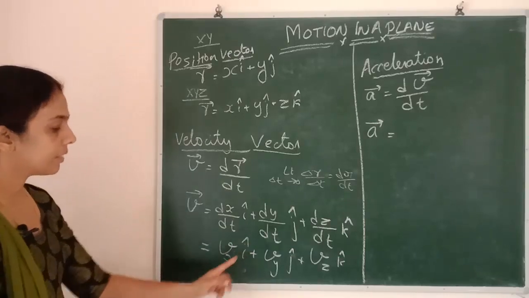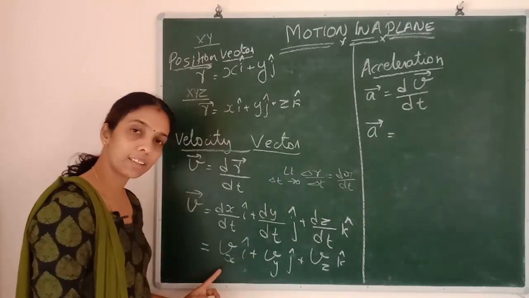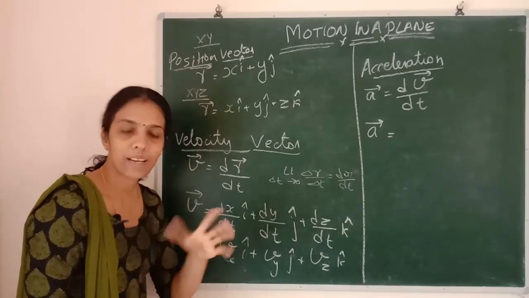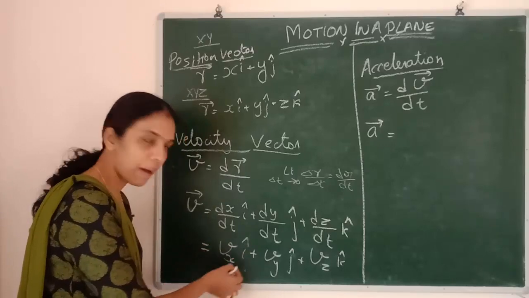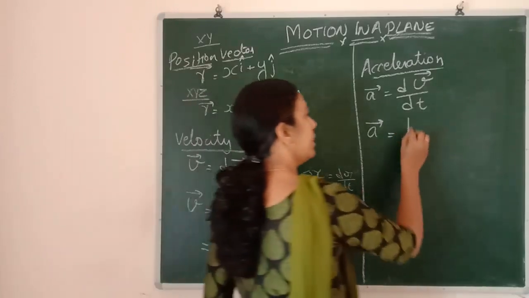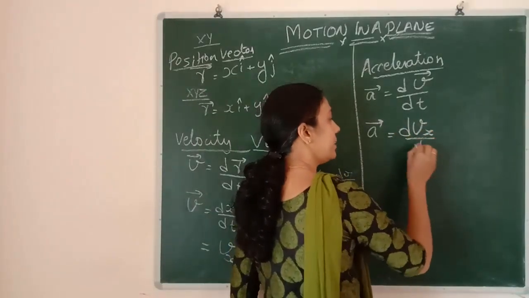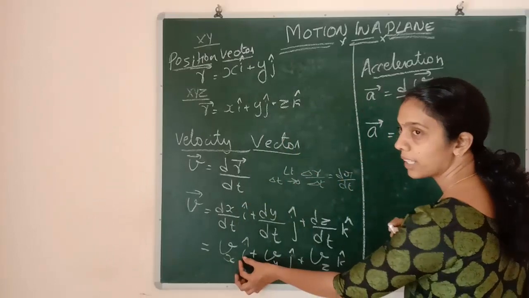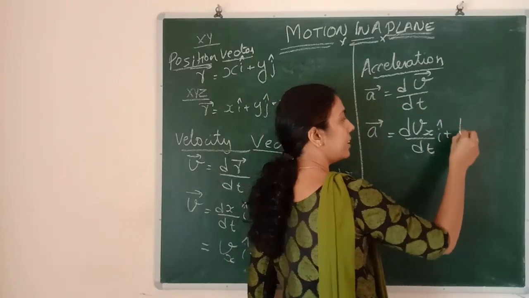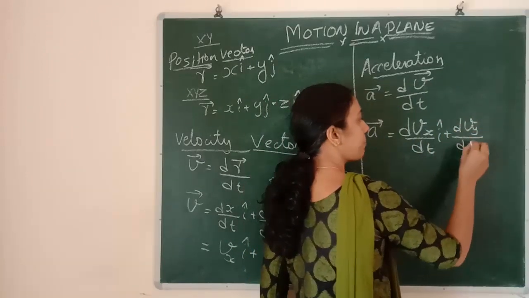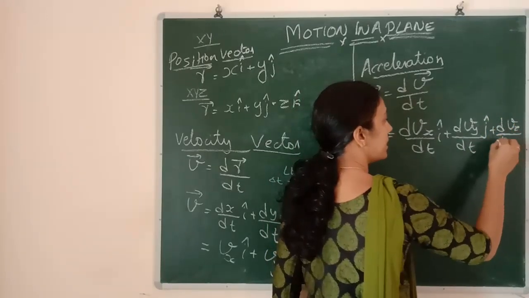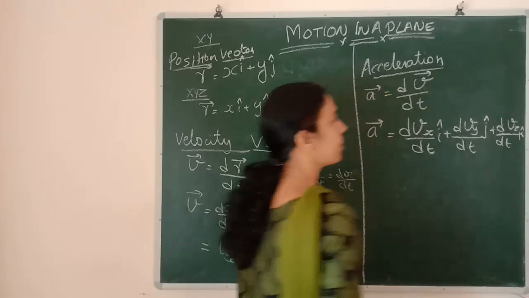Isn't it? So why are we not giving the vector symbol for Vx? Because i cap is there to represent the vector, so we are representing the magnitude alone. So A equals, how can we represent this one? dvx by dt. Each term we should differentiate with respect to time. The same way, into i cap plus dvy by dt into j cap plus dvz by dt into k cap. This is how we will be representing it.